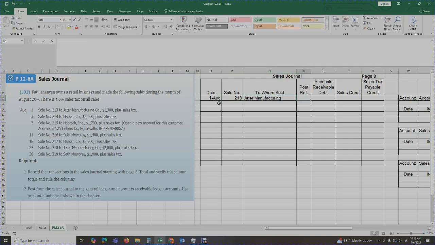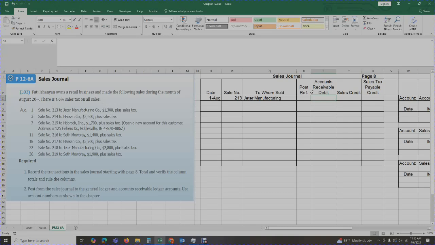Okay, the post reference. We don't have the journal information, so this we'll fill out once we transfer to our ledgers. We're going to leave that blank for now. We will fill it in once we transfer to our ledgers. So my accounts receivable balance. It says the sale was made for $1,300.